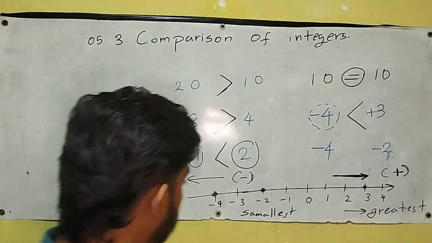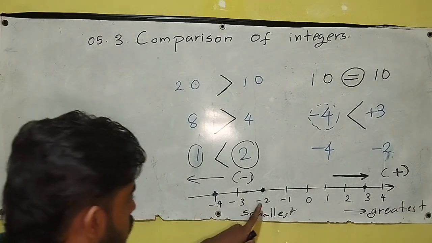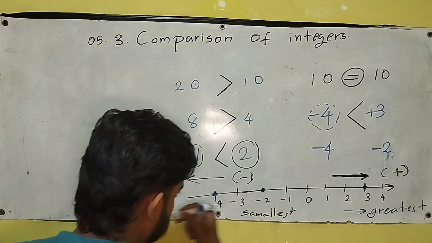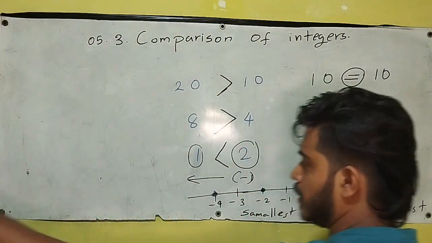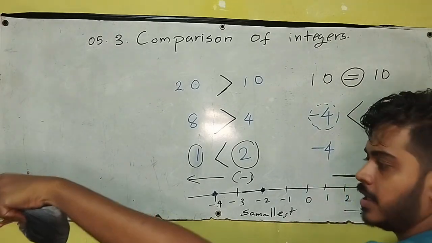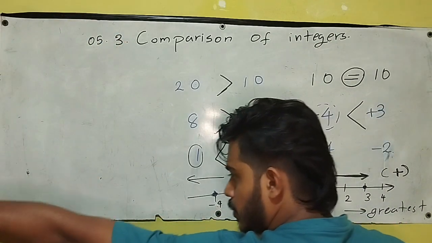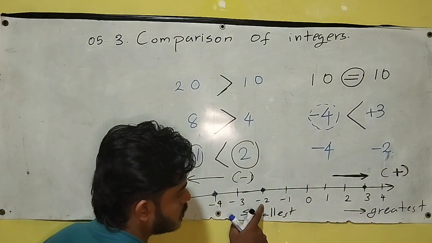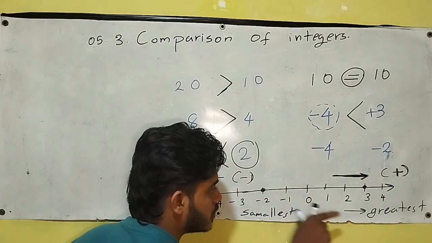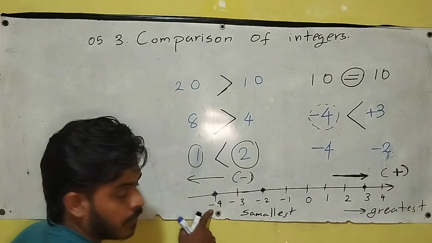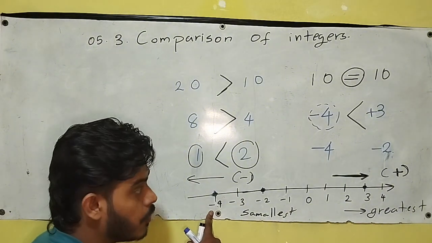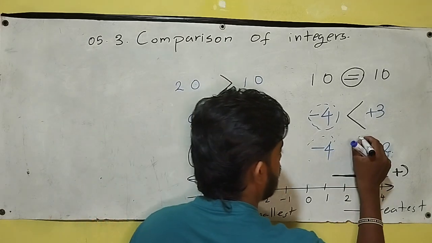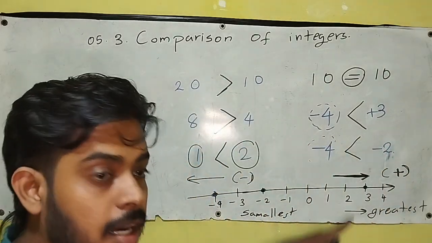How about this? -4, -2. I told you for this side, according to this, okay? Towards this side, this is my left hand side, negative as well as smallest. Therefore, -2 is the greatest value against -4. -4 is now smallest. -2 is the largest value.